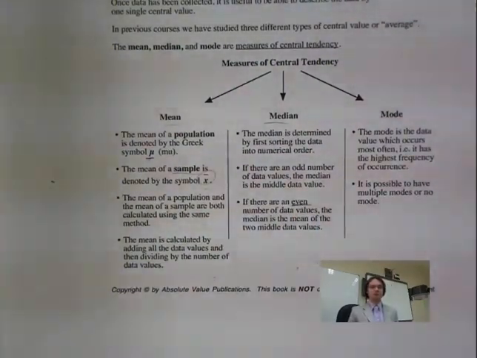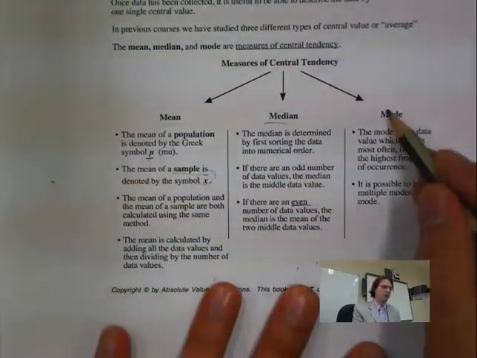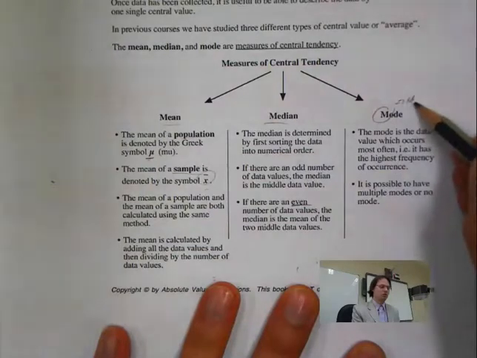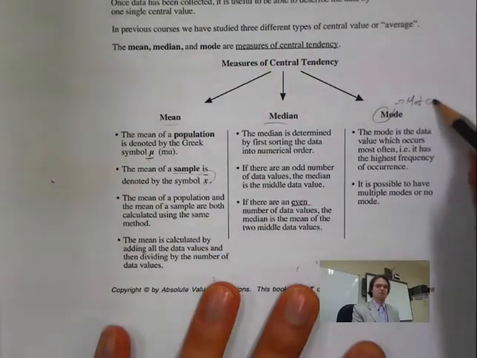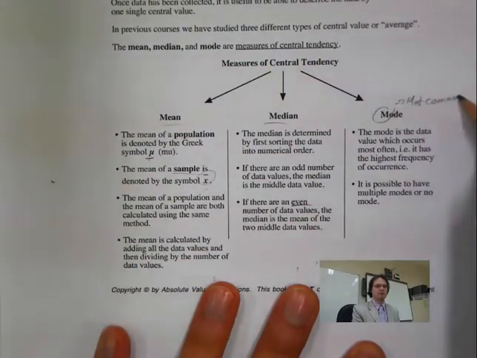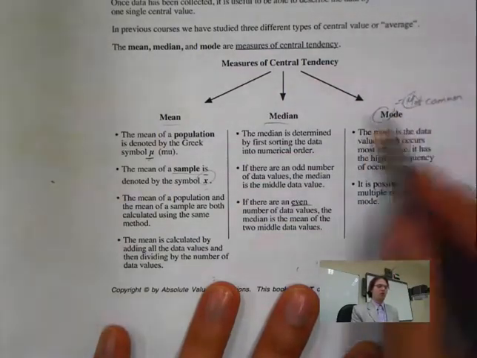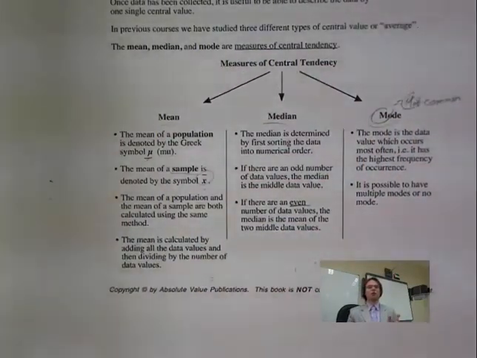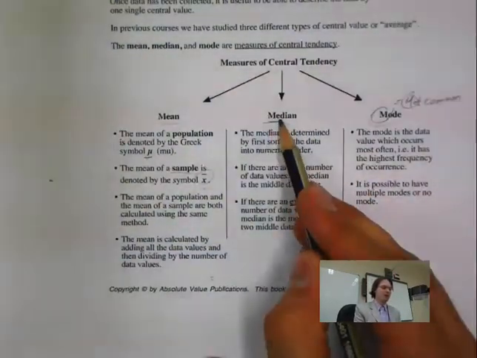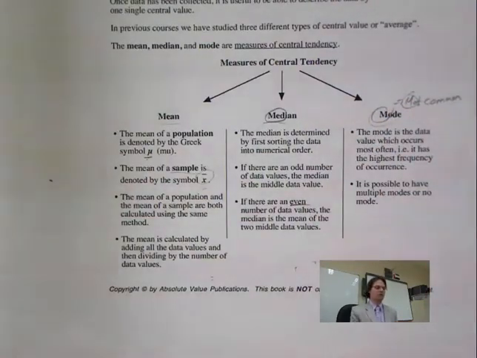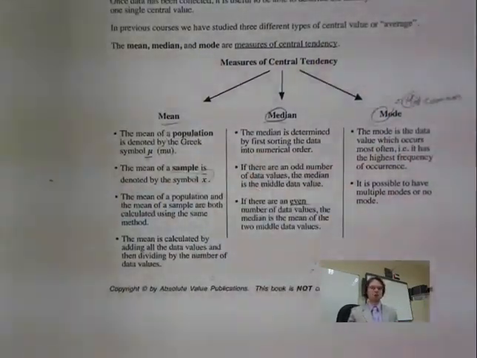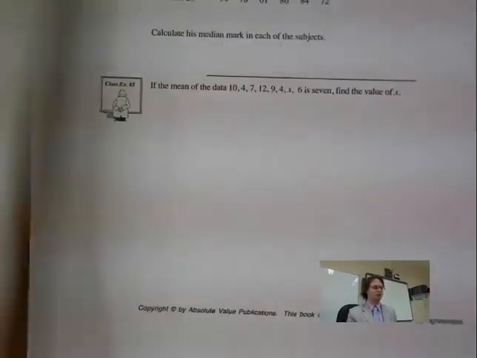Okay? The next one is mode. Mode is simple. Mode is your most common one. Think of MO, most common. The MO in mode, most common. So whichever one is repeated the most is going to be our mode. For median, think of med, it's kind of like middle. There's a D in it, like middle. Mean is just your average. You have to add them all up and divide.